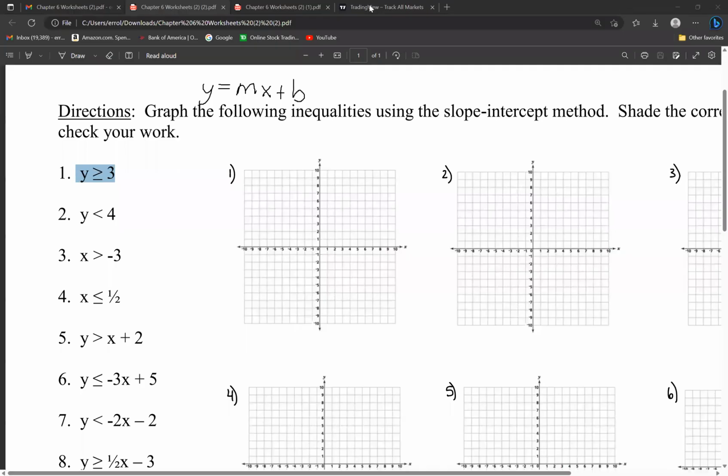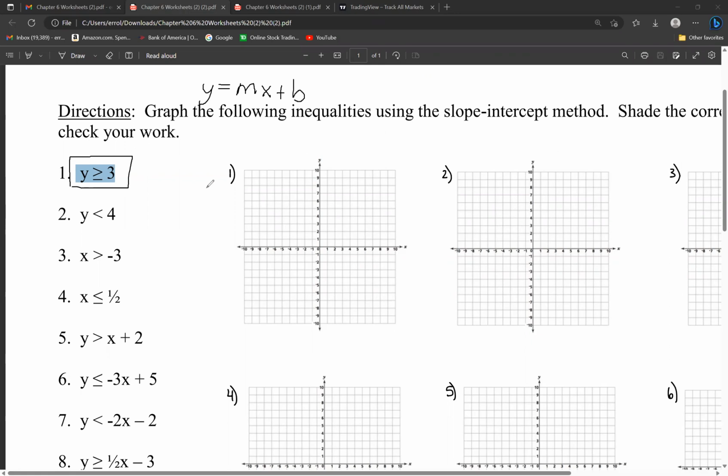All right. M equals slope, and B equals y-intercept. So this is how you can check the work. You asked me how we can check. We can check by doing this. What's the slope on this equation?